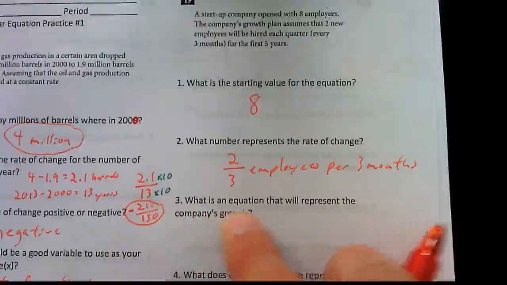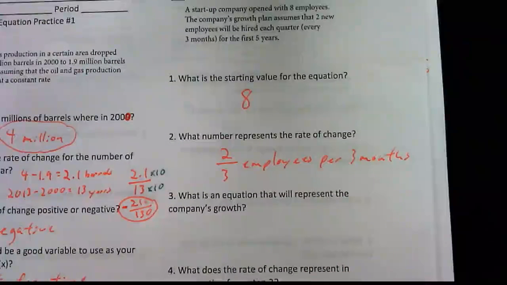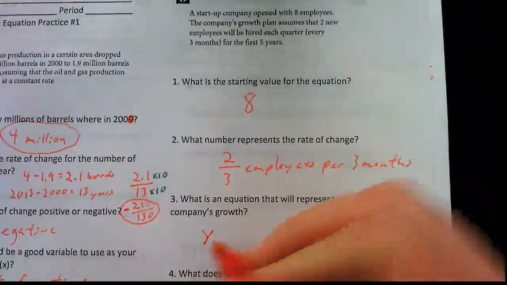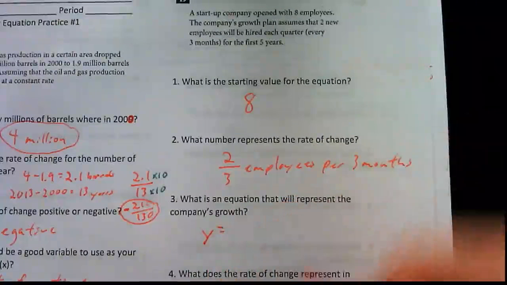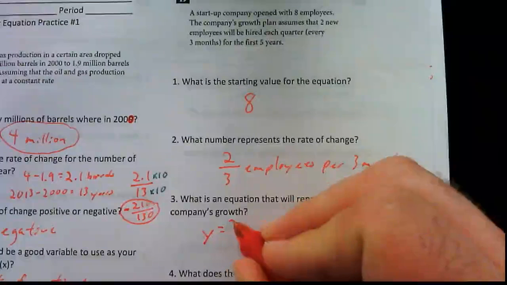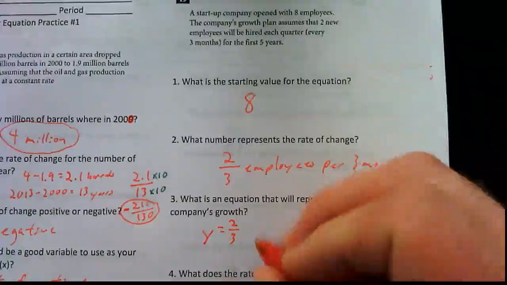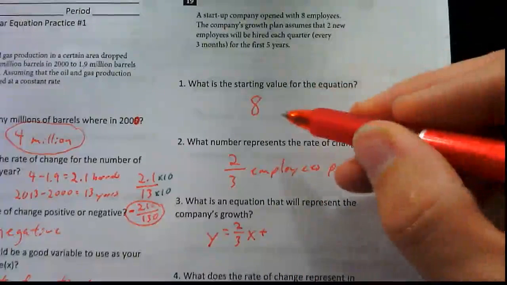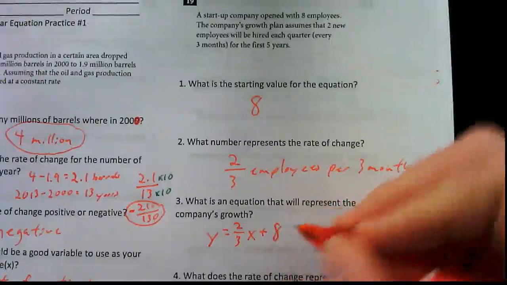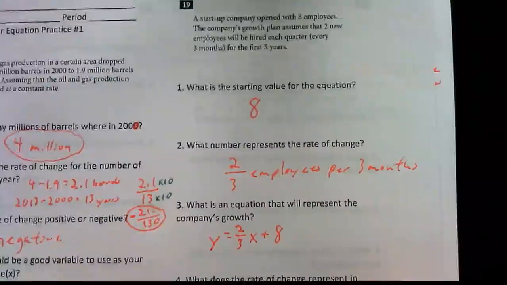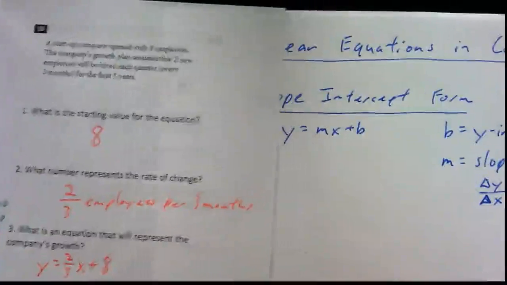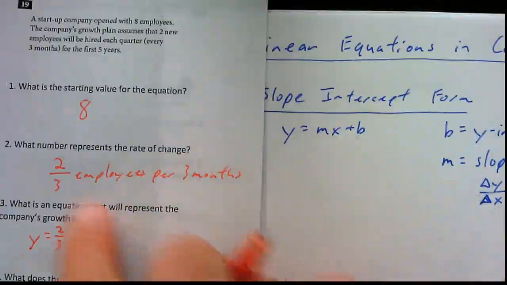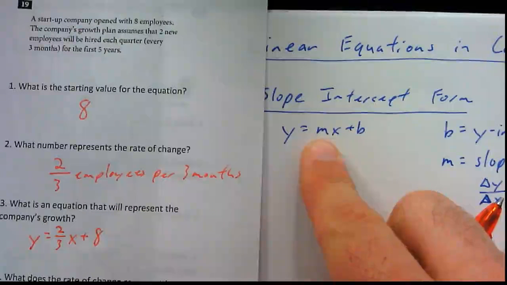So now, what is the equation that will represent the company's growth? So let's go ahead and write the equation. I'm just going to use x and y to start off. So y equals, we have the rate of change. It's going to go up by 2/3 x plus our starting value of 8. All we did there was we took that format of y equals mx plus b, and we plugged in those two values. We plugged in our starting point for b. We plugged in the 2/3 for m.